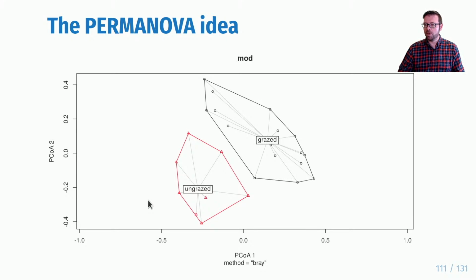That's what PERMANOVA is doing. It's just doing it in high dimensions. And that's why it's ANOVA. Okay? That's all ANOVA is doing, is looking for differences of means and testing whether the observed difference of means of your groups is consistent with there being no difference, the null hypothesis. So that's the general idea.